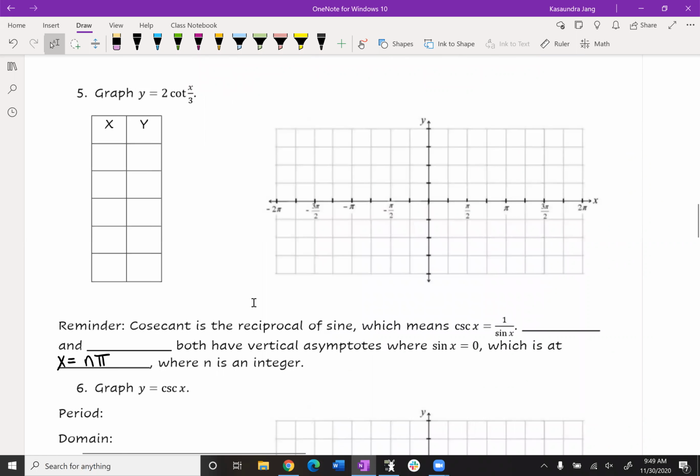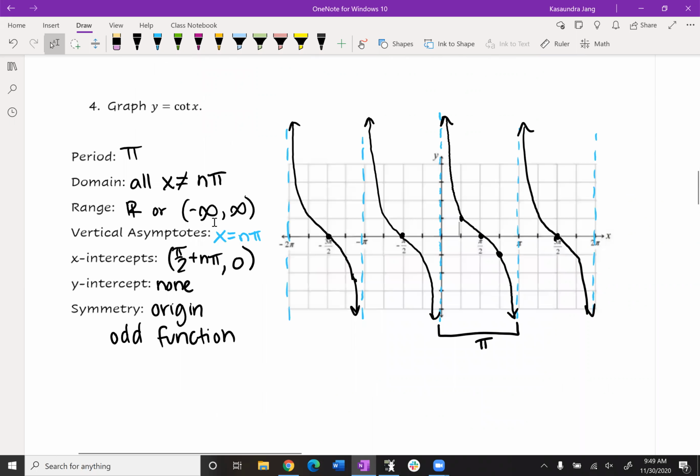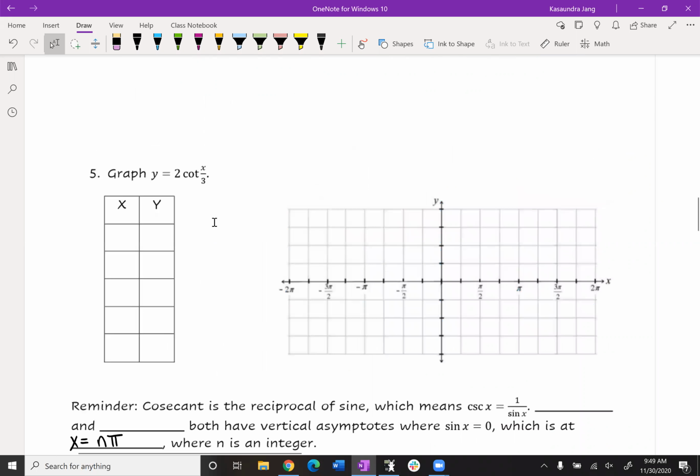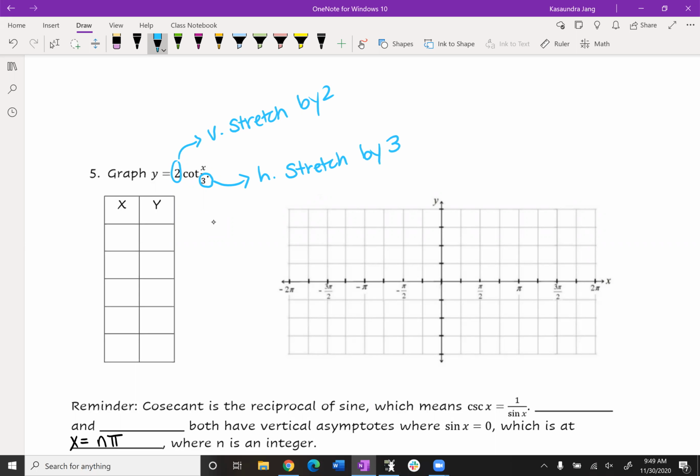This one is 2 times cotangent. So we basically got our cotangent parent function. This is like my basic cotangent, but this number here, it's got a couple of transformations going on. This is going to be a vertical stretch by 2. And then this, usually dividing by 3 makes things smaller, but we are actually going to have a horizontal stretch by 3. Okay, so let's see what that looks like on our graph.